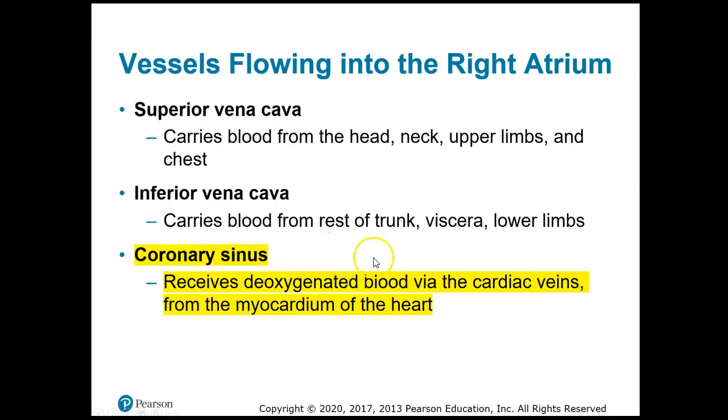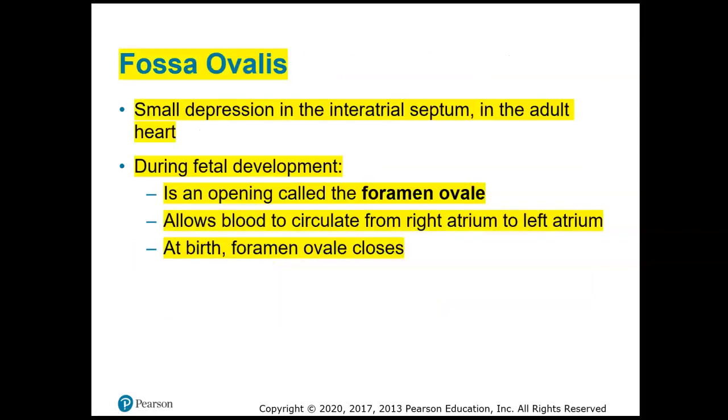So the blood from the coronary veins, all of that blood ends up in this open area, or this kind of bulge called the coronary sinus. So the cardiac veins drain into the coronary sinus, and then that blood drains into the right atrium, along with the blood from the superior and inferior vena cava.